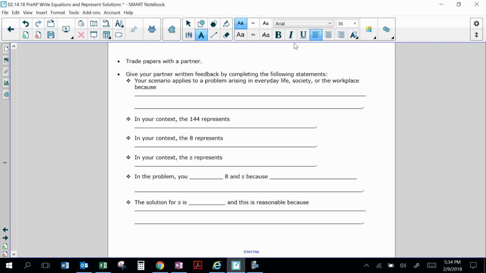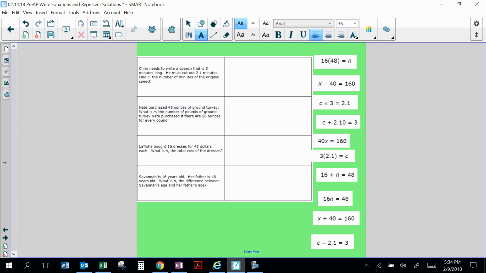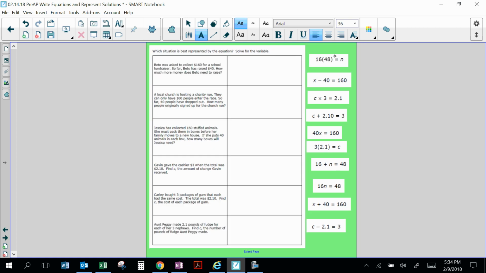Welcome back. The next thing you're going to do for the last part of the class: on the second page, you're given 10 word problems. On the back, there are 10 equations. You are going to read each word problem and match the equation with the word problem. Let's read the directions because I know kids don't know how to read here. Which situation is best represented by the equation? So match the equation with one of the situations. Then you will solve for the variable.